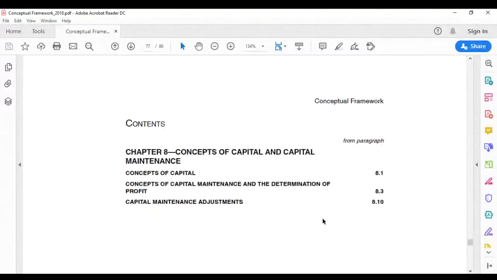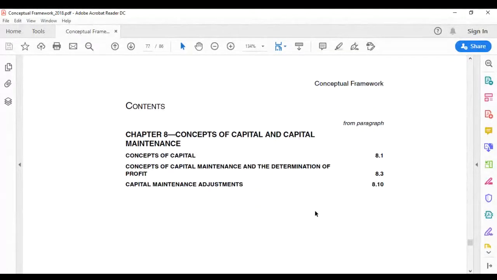Paragraph 8 just deals with the concepts of capital and capital maintenance. That is something we will discuss sometime in the future. Okay, ladies and gentlemen, I'm going to finish this part of our class today.